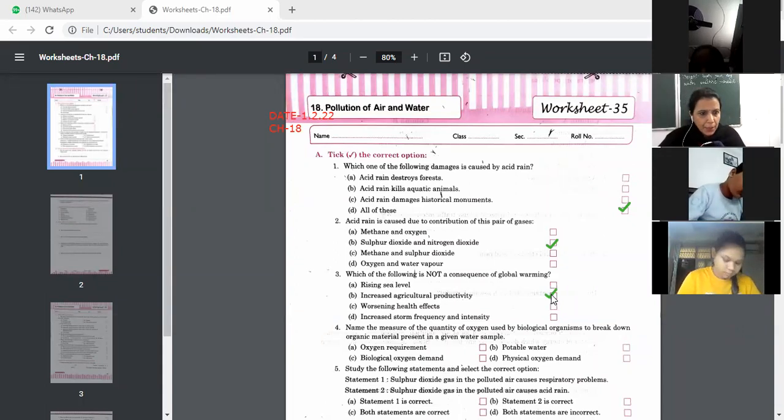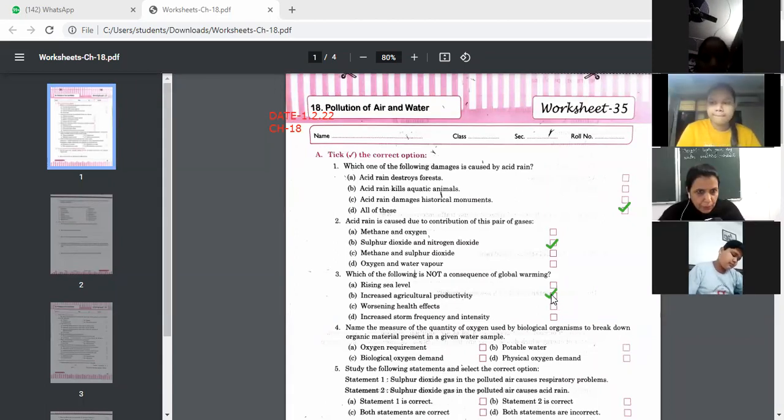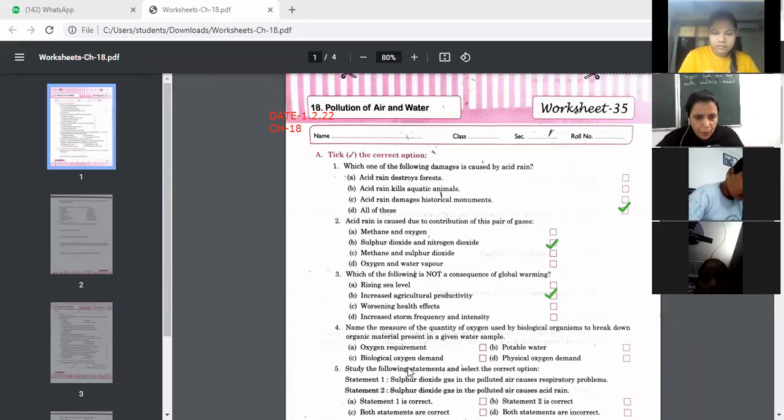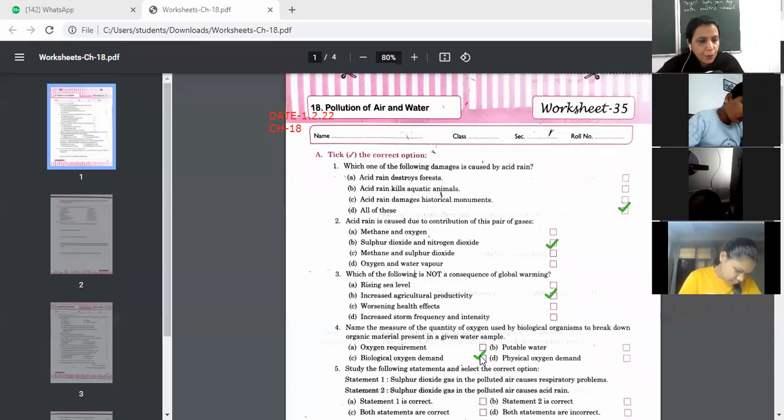Done. Number 4, name the measure of the quantity of the oxygen used by the biological organisms to break down organic material present in a given water sample. Who knows the answer? Anshika, you know the answer? Yes, option C, biological oxygen demand. Okay, option C is correct. Biological oxygen demand. So kindly mark option C.